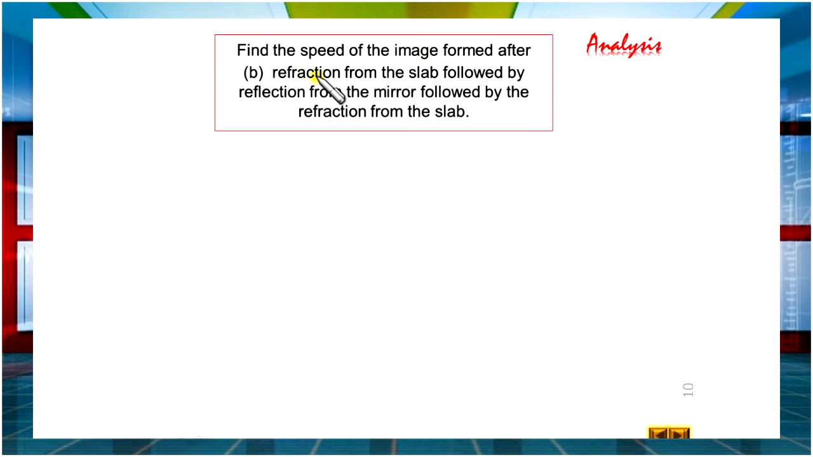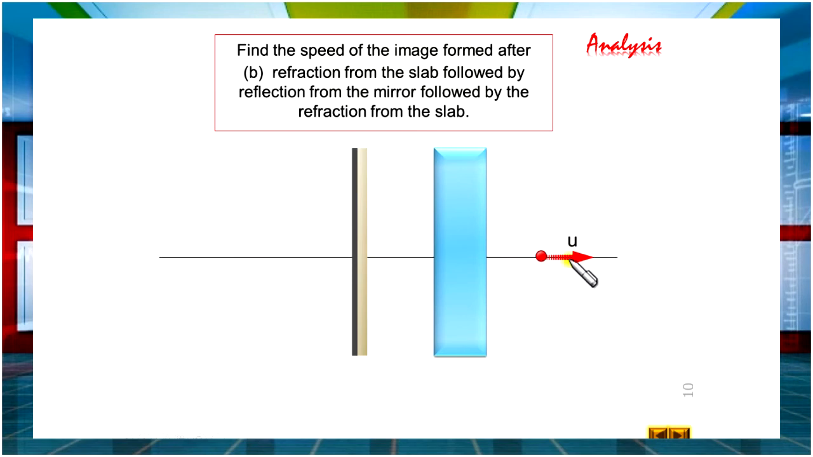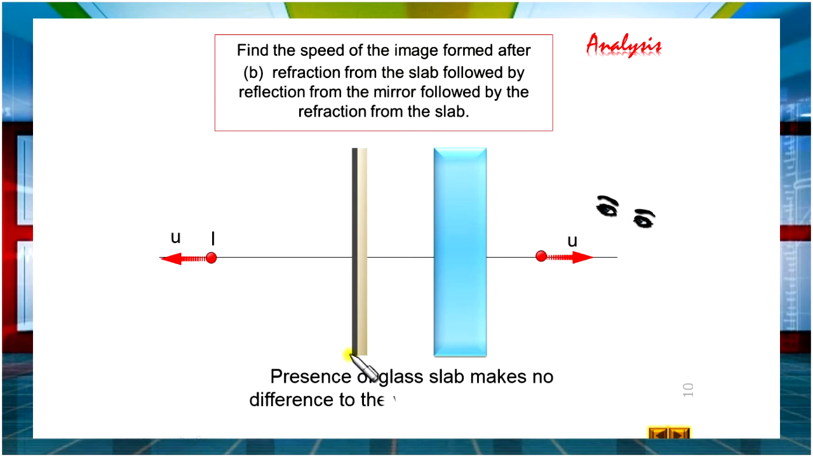So let us move to the next situation. Here it is given refraction through the slab, followed by the reflection from the mirror, and followed by the refraction through the slab again. That means the position of the observer is here, right? Now what will happen? The ray will start traveling from the object across the slab, be incident on the mirror, and form the virtual image in the backward direction like this. Again, the ray will travel in the opposite direction, that is left to right, and finally reach the observer. That means the slab will produce shifting twice: one, when rays travel from right to left, and second, when rays travel from left to right. And here also, this shifting is independent of the distance of the object with respect to the slab position. That means here also the presence of the glass slab makes no difference to the velocity of the image.